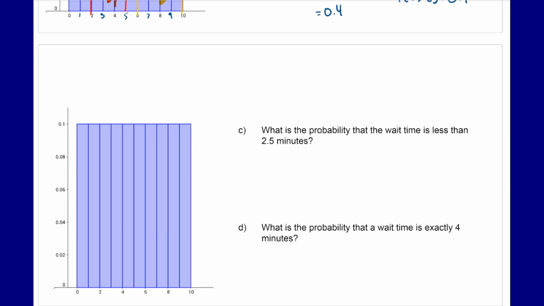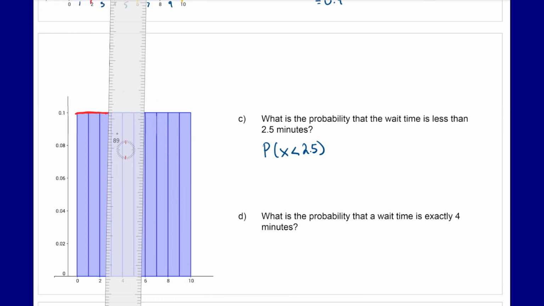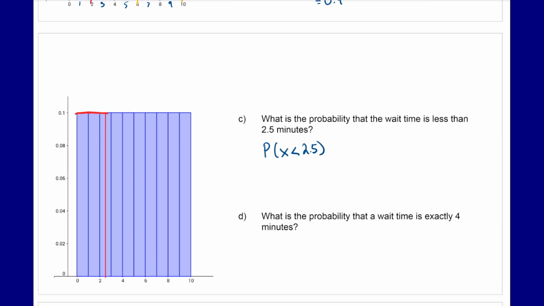What is the probability that a wait time is less than 2.5 minutes? So x is less than 2.5. Again, same graph. We're going to be going from 2.5 and downwards. So 2.5 would say is roughly here. So we're looking at the area under this section. You're going to find the area of this section.